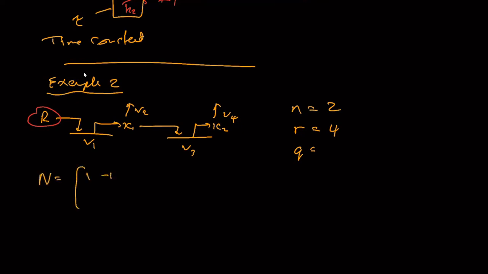So let's write down the stoichiometry matrix for this. It's 1, minus 1, 0, 0, 0, 0, 1, minus 1. Okay. So this row here corresponds to X1. This row here corresponds to X2. Then we have V1, V2, V3, V4.